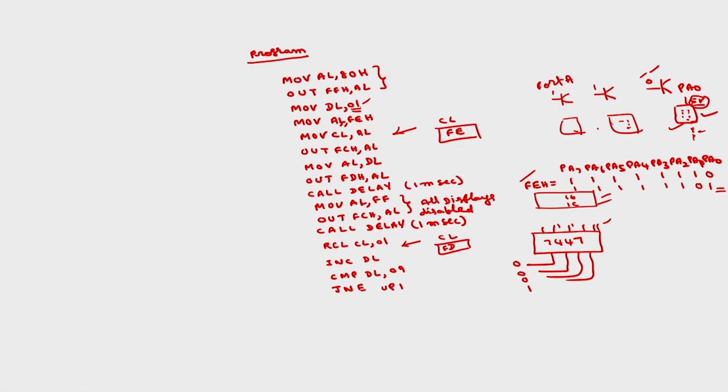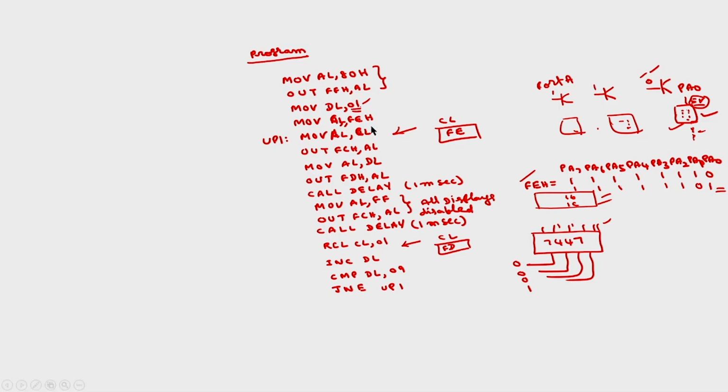Then it will display the 2 on the second display, because we have already selected the second display here. So where should this up 1 be now? Up 1 should be here: move the contents of AL to CL, then output the contents of AL on this. So in AL we have FF, you take this as CL and you make this CL to AL.